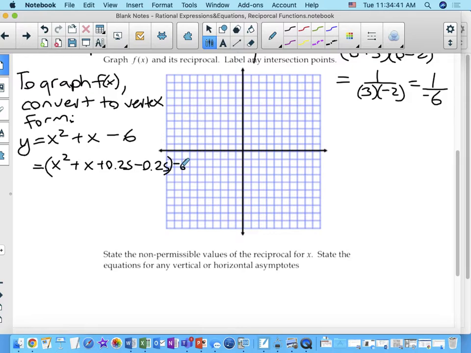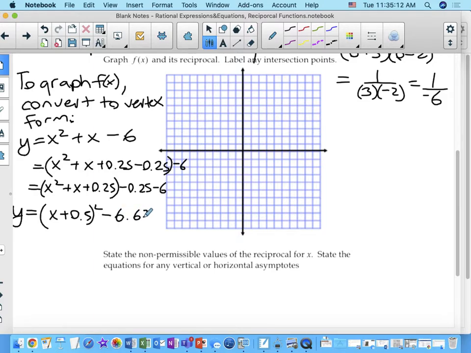Okay, and then we can take this out. Minus 0.25 minus 6. Okay, and then this becomes x plus a half squared minus 6.25. So basically it looks like y equals x squared, but the vertex, instead of being at 0, 0, is at negative a half, negative 6.25.